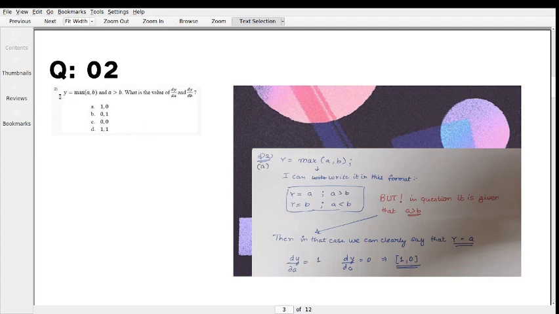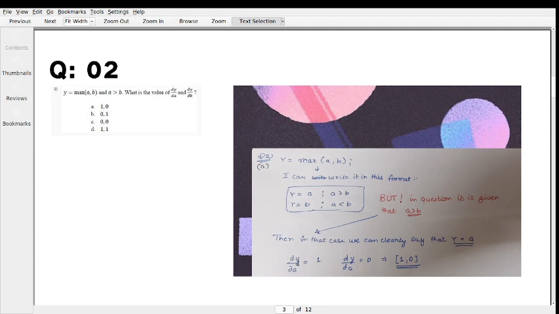In the next question, it is asking that Y equals max of A comma B, and it is given that A is greater than B. What is the value of the derivative of Y with respect to A and the derivative of Y with respect to B? We can expand it in this format: Y will be equivalent to A if A is greater than B, and Y will be equivalent to B if A is smaller than B. But in the question it is given that A is greater than B, so we can straight away write that Y equals A in all the given cases.